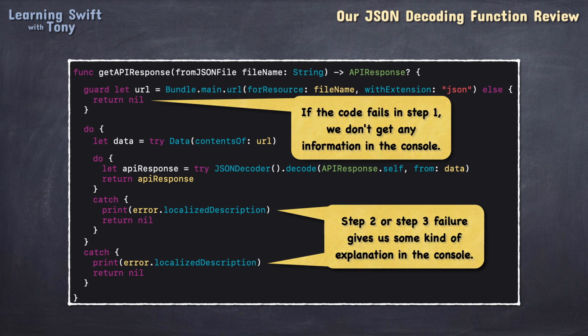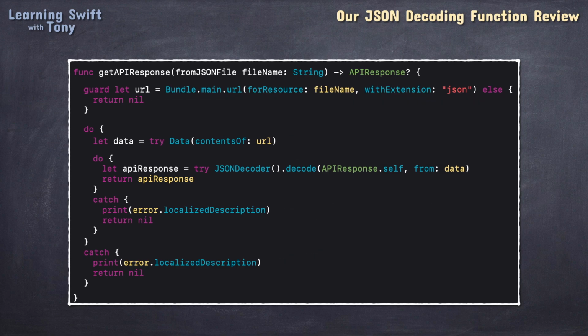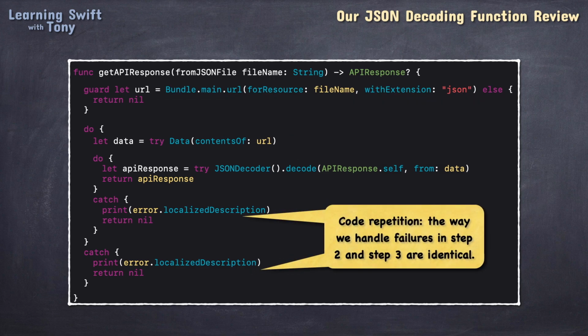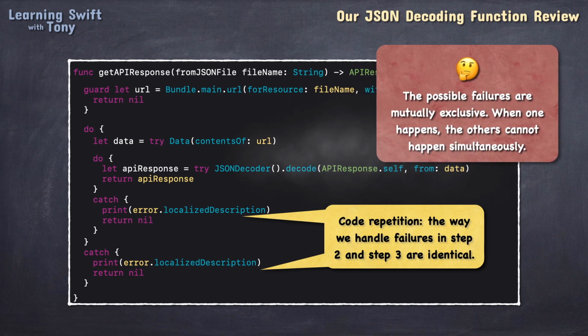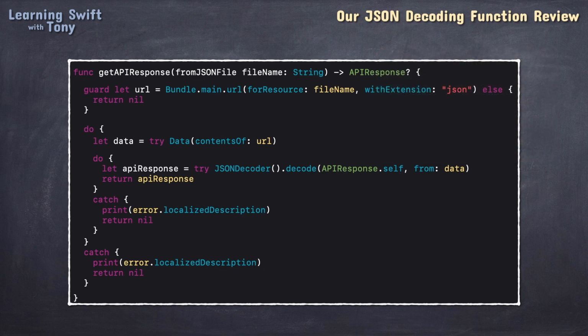The third problem is code repetition. The way we handle failure in step 2 and step 3 are completely identical. That should be immediately considered a red flag. These failures, including the one in step 1, are completely mutually exclusive, meaning when one failure takes place, the code execution is stopped and the next steps are not even attempted. Handling the failure for any step should be done in a single place and consistently. And my last problem is the code being so scattered.